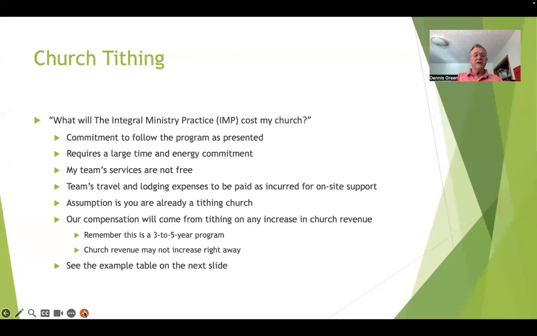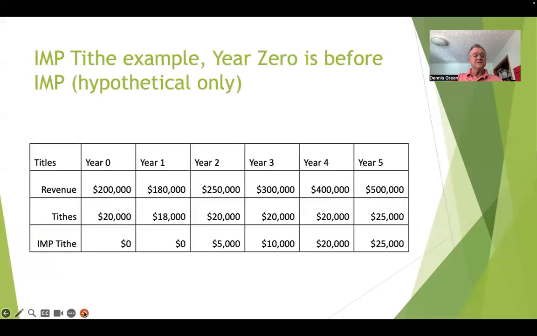The assumption is you are already a tithing church, and our main compensation will come from tithing on any increase in church revenue. So let me show you an example of this just to save some time. Year 0 is before we start working down the integral ministry practice. Year 1 might not have an increase, might actually have a decrease in tithing. Year 2, we're starting to show an increase. 3, 4. At 4, we've doubled what your revenue used to be. And then at 5, we want to go ahead and split some of that revenue back off.